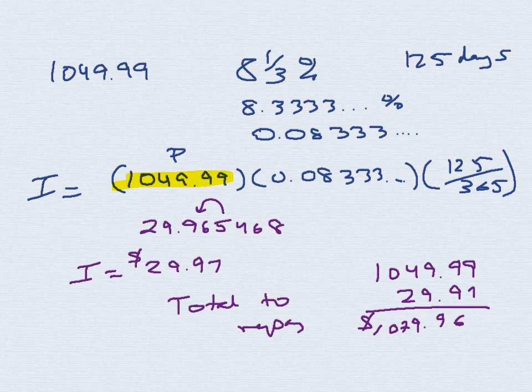So for all simple interest questions, make sure your time is converted into years, and make sure your percentage is changed into a decimal by dividing by 100. Watch your rounding to the nearest cent, and if you're asked the amount to repay, don't forget to add on the original amount that you borrowed or were loaned to get the total.